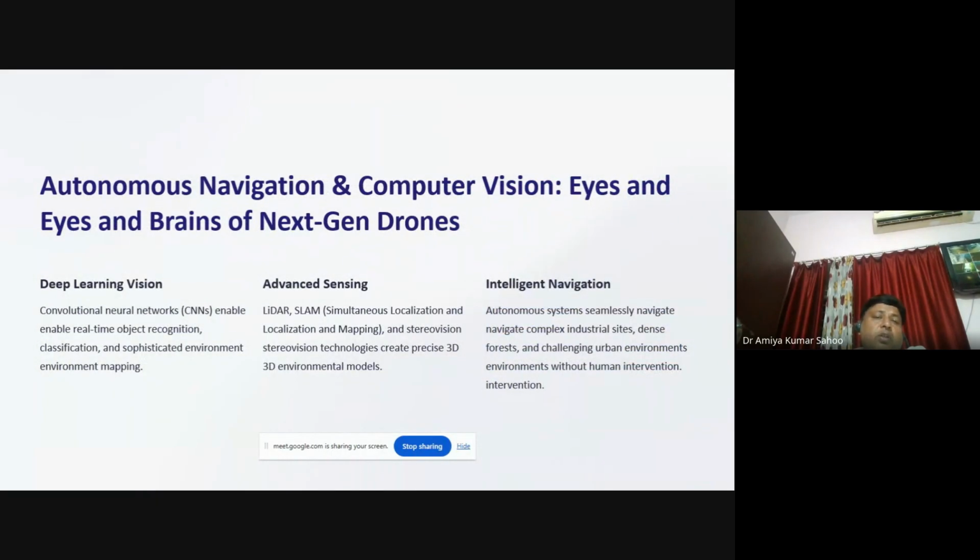Autonomous navigation and computer vision are the eyes and brains of next-gen drones, where deep learning vision is there, where advanced sensing is there, where intelligent navigation is there.